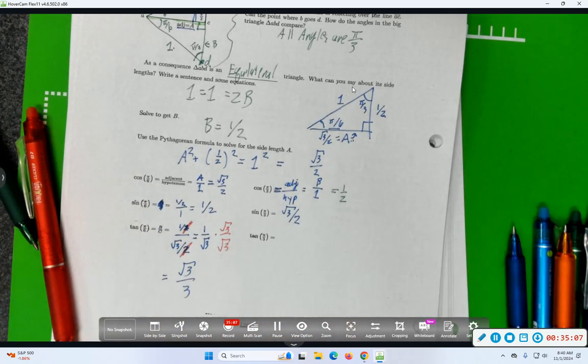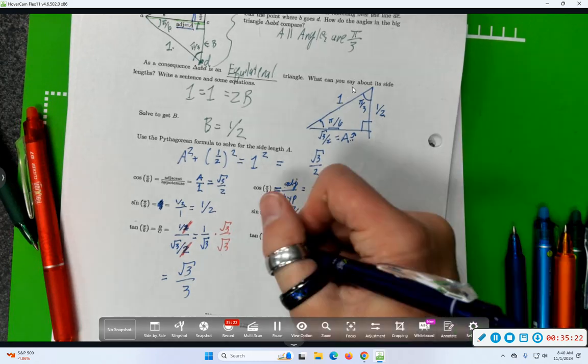Nice. How about tangent pi over 3? Square root of... Just root 3? Nice. All right.